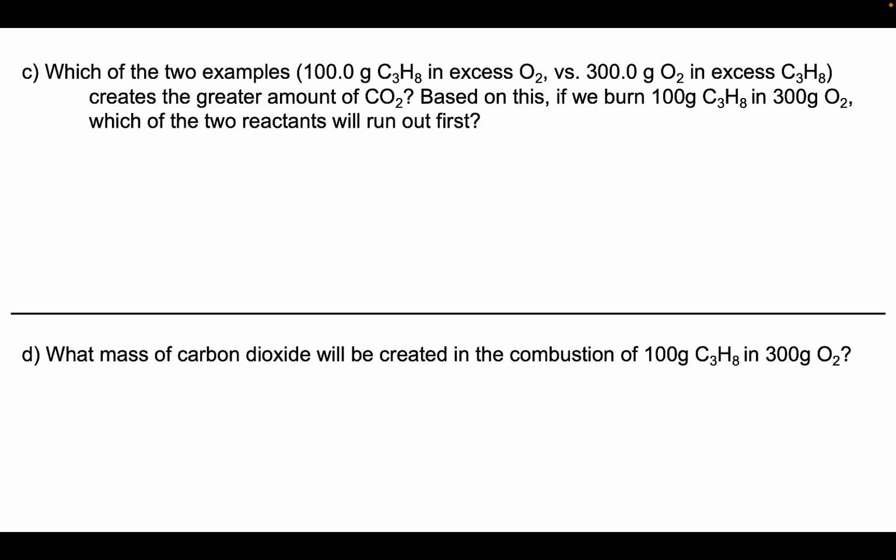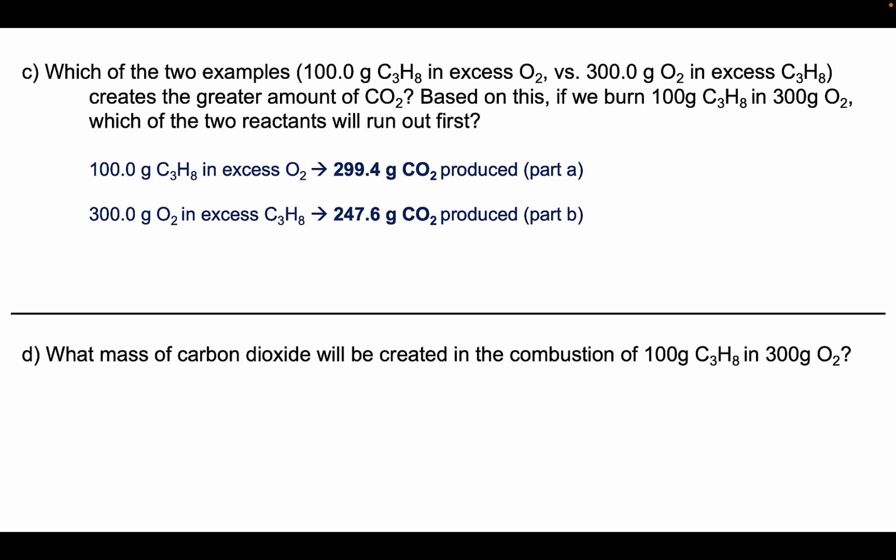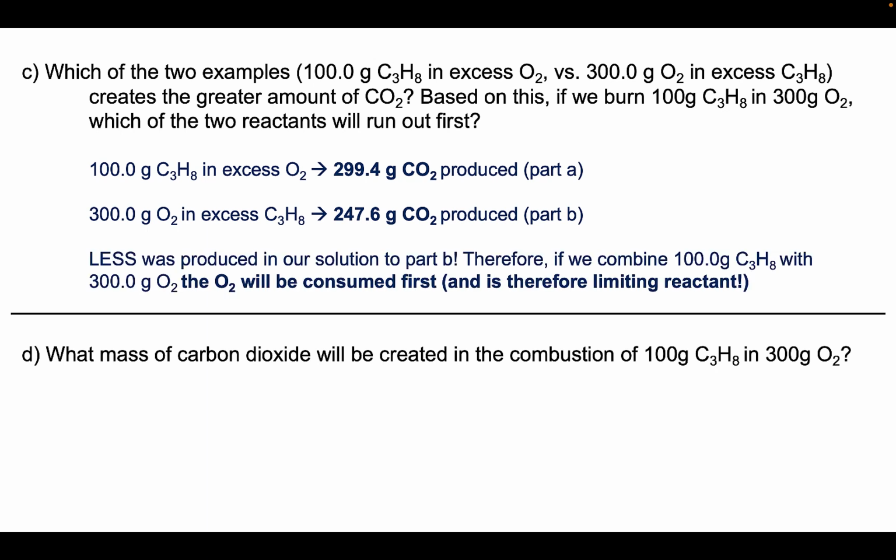Okay, so the last bit here is really getting at the limiting reactant question. So if we have these two examples, the 100 grams of C3H8 in as much oxygen as we need versus 300 grams of oxygen in as much C3H8 propane as we need, which one is going to make more product? And if we review, we saw that 100 grams of propane in excess oxygen made 299 grams of carbon dioxide, while 300 grams of oxygen in excess propane made a little bit less. And therefore, based on this, we're going to say that less was produced in part B.